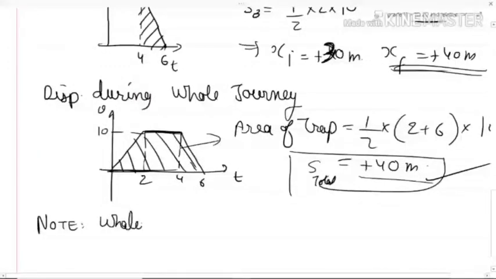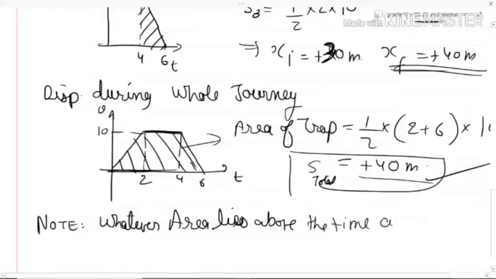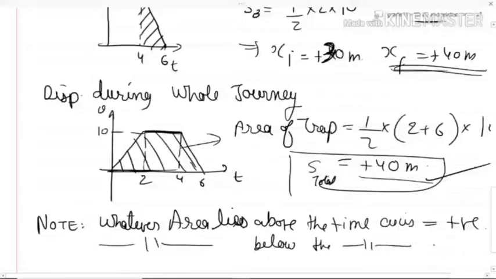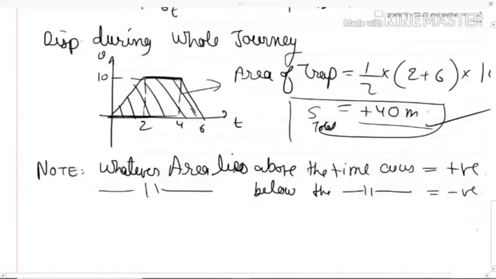Whatever area lies above the time axis is considered to be positive, and whatever area lies below the time axis is basically negative. I'll give you a question based on this as well. So if I ask you total displacement, then I'll ask your answer. Is this clear?